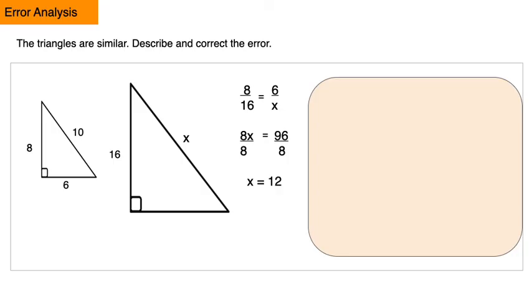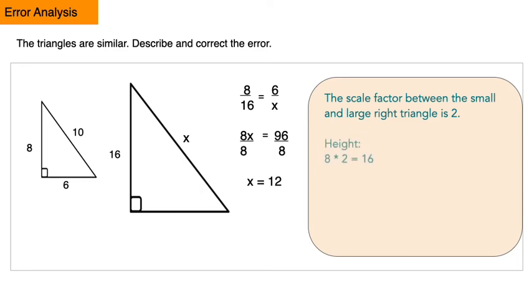So for me, when I look at the diagram, I realize the scale factor between the small and the large triangle is 2. Because the height, 8 times 2 equals 16. So therefore, the hypotenuse is, I could also multiply 10 by the scale factor of 2 to get x. X would actually equal 20.